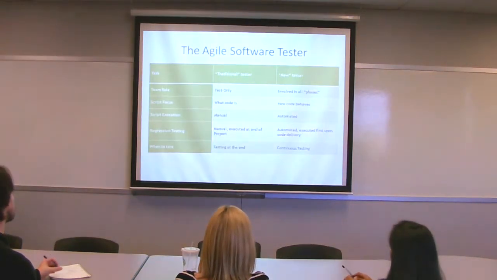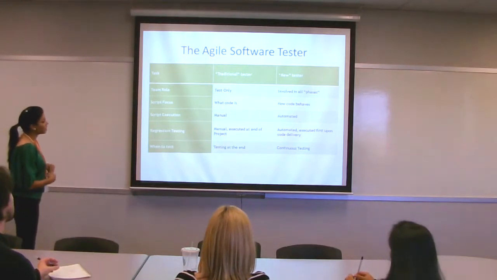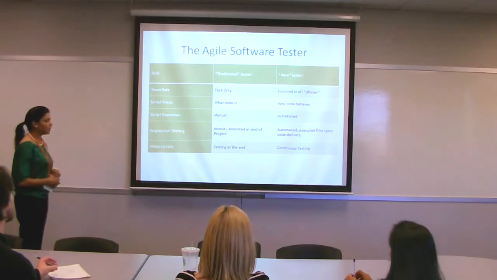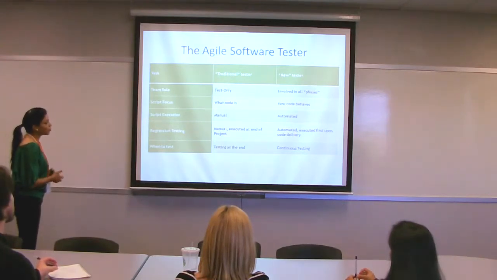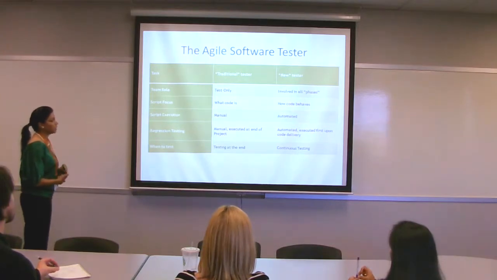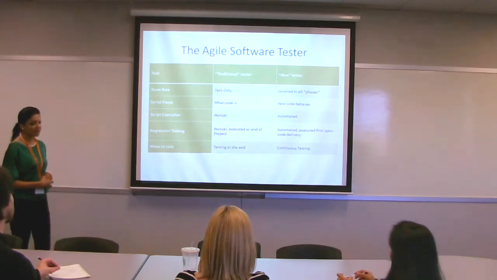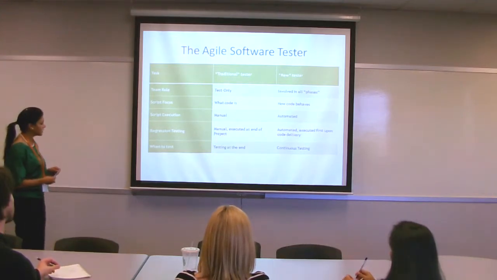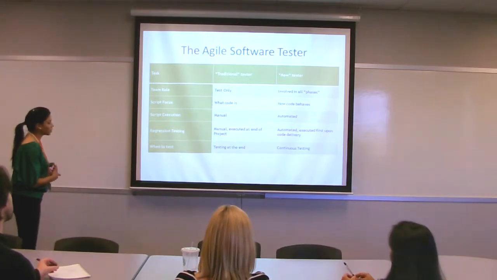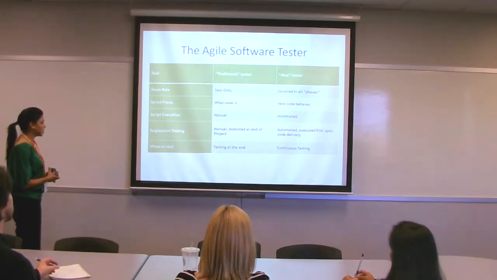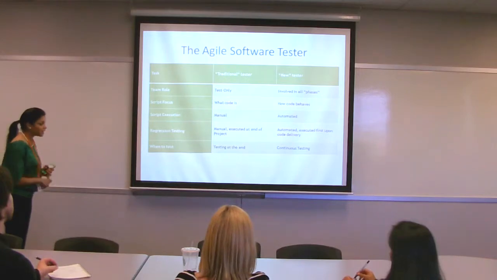The Agile software tester. How is a tester different? We saw how testing was different. Team role: as a traditional tester, we only test, and we are not involved in all phases. Script focus: as a traditional tester, we only focus on what the code is. As the new Agile tester, we actually focus on how code behaves. Script execution, mostly manual; as a new tester, we focus on a lot of automation. Regression testing is automated, executed first upon code delivery.